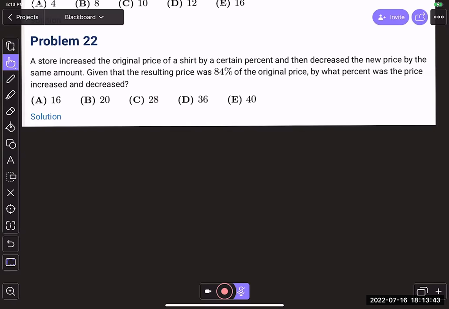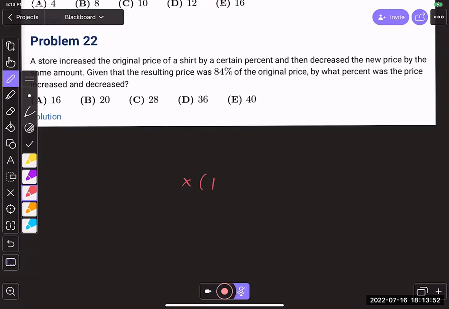Well, let's pretend X was the original price. So it would be X times, in parentheses, 1 minus 10%. Well, that's if we decrease by 10%. I mean, 1 plus 10%. So if we increase by 10%, that's going to be 1 plus 10%, right? And then 10% is just 0.1. So that's the idea here.